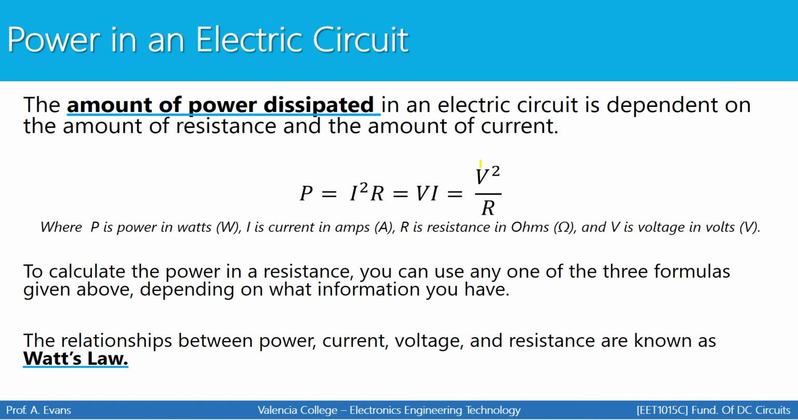And honestly, you'll end up choosing the formula that fits best depending on the information you have in a particular problem. The relationships between power, current, voltage, and resistance are known as Watt's law. So we've already discussed Ohm's law, and now we have Watt's law, which gives you those relationships for power. Keep in mind that if you're using this to find the power in a circuit, you need to know the total current in the circuit, the total resistance in the circuit, and or the total voltage applied to the circuit.